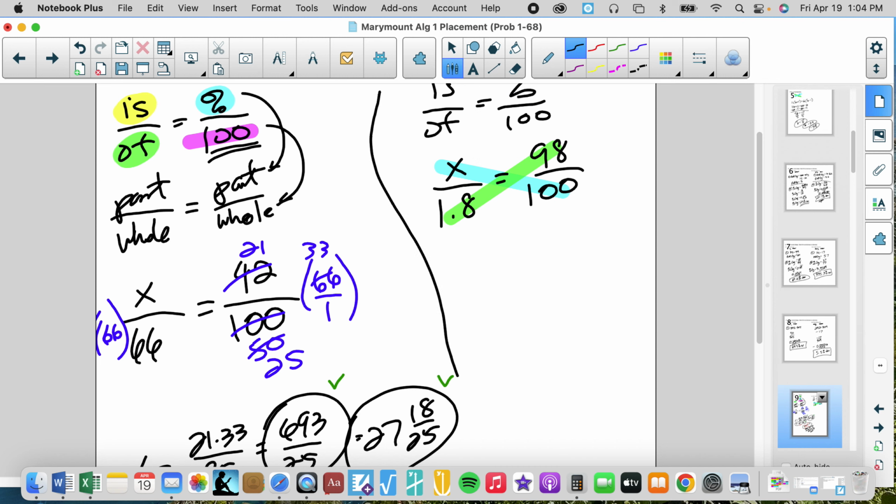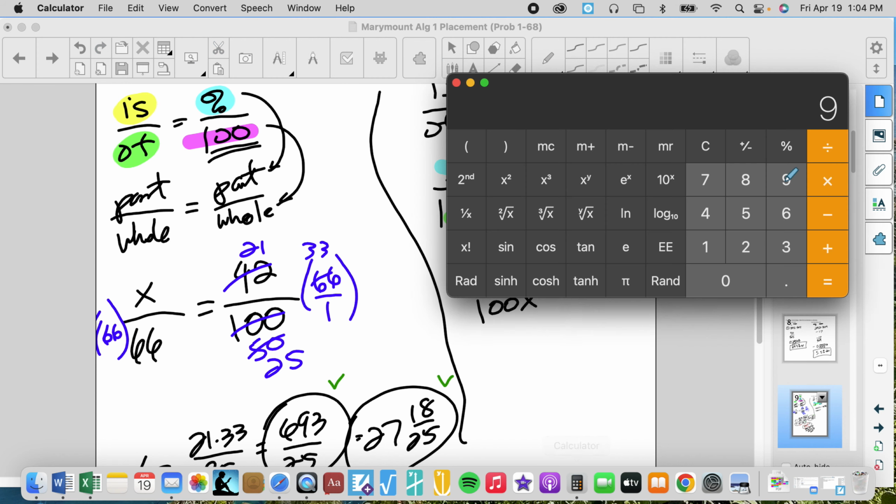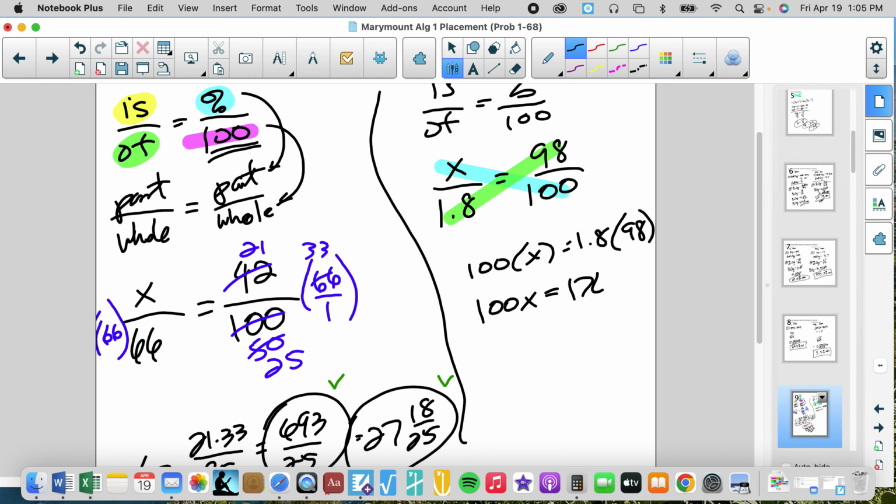So you have 100 times x equals 1.8 times 98. You have 100x equals 98 times 1.8, which is 176.4. Divide by 100, divide by 100. This is something you should know. Dividing by 100 moves the decimal point 2 places, so 1.764.